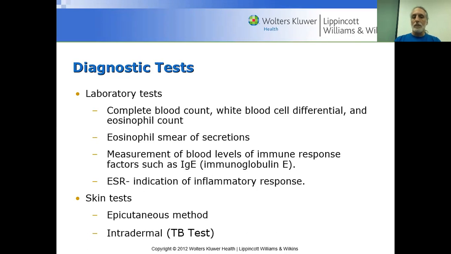Skin tests, epicutaneous or intradermal. So epicutaneous, that would be the allergy scratch tests. And the intradermal, like the tuberculosis test, the TB test that you take prior to going out to clinicals. These are gauging immune responses to whatever the allergen happens to be.